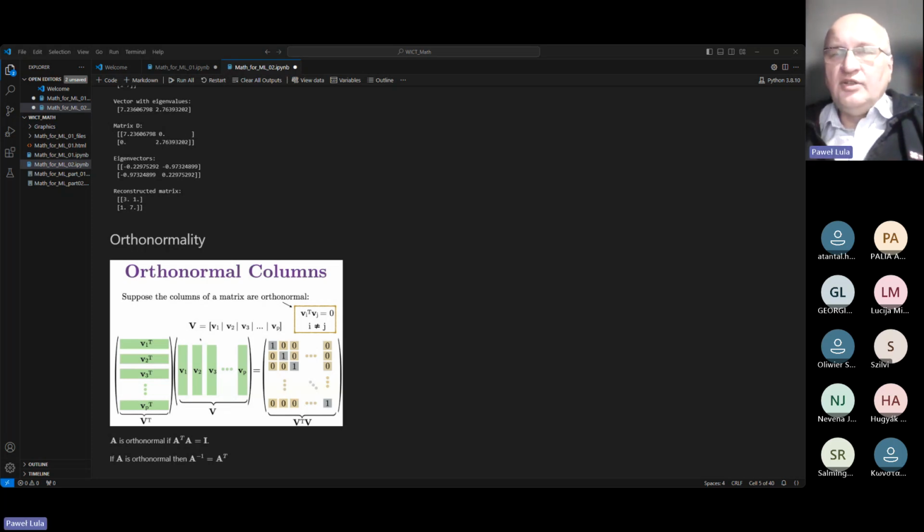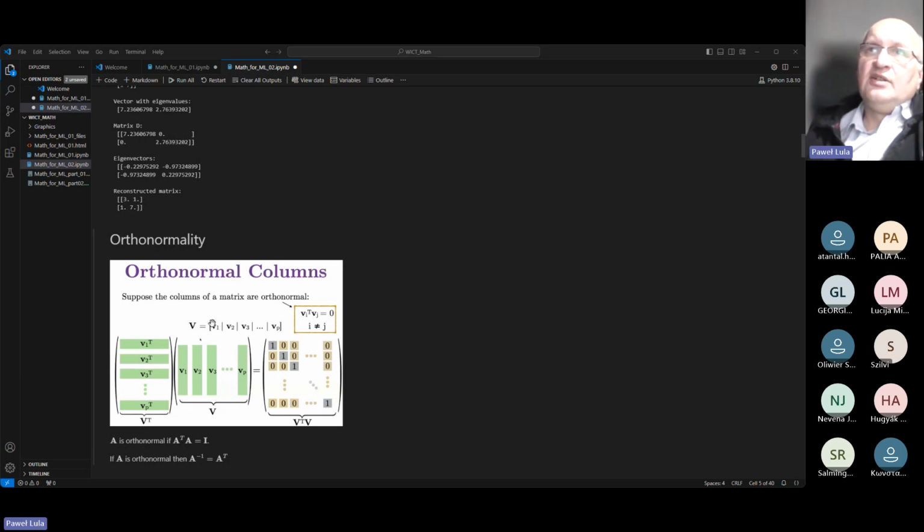Okay, so we can continue. And first about orthonormality. About orthonormality of vectors, but we will be talking about orthonormality of columns of a matrix. Orthonormal means perpendicular. So if two vectors are orthonormal, it means that they are perpendicular.